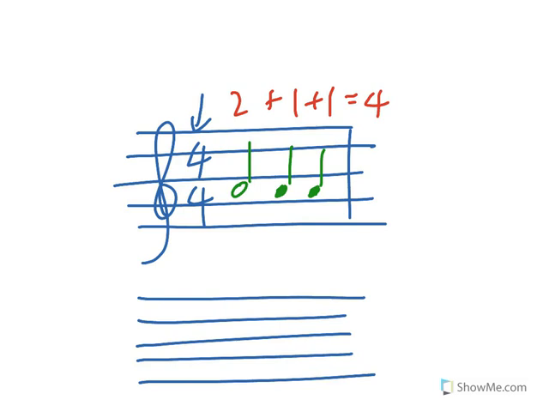Whereas if you had another measure with just 3 quarter notes, that would add up to 1 plus 1 plus 1, which is 3, which does not work.